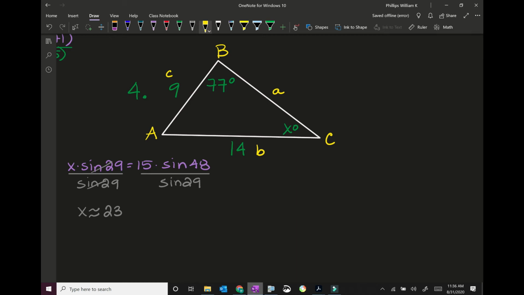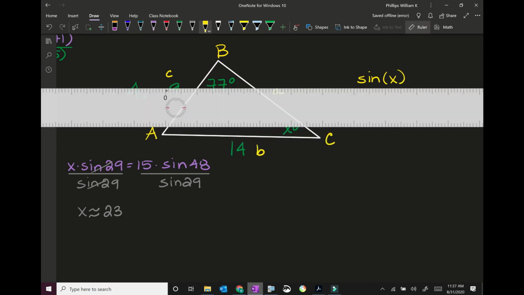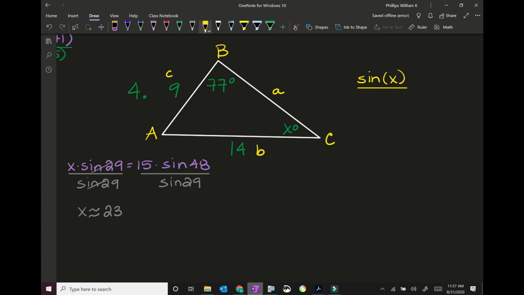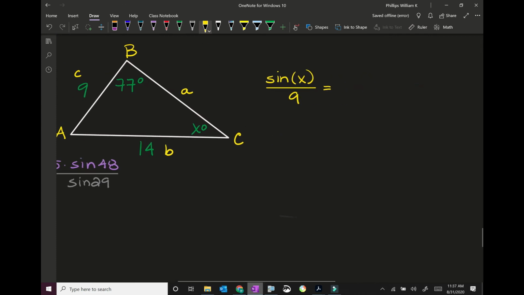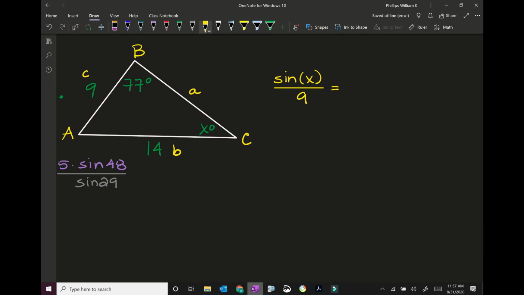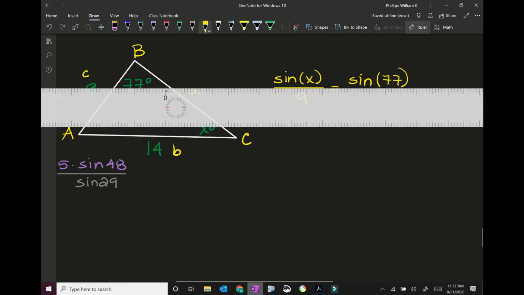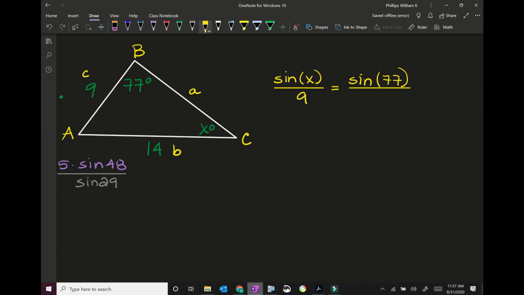So we're going to say sine of x divided by the leg, which in this case would be 9, will be equal to, and then we're going to use the angle and the leg that we're given. Sine of 77 divided by 14.